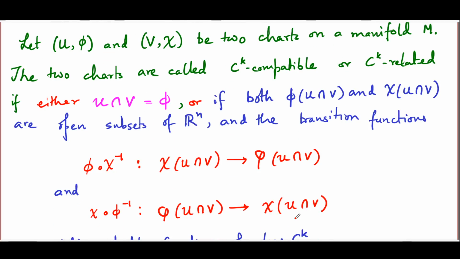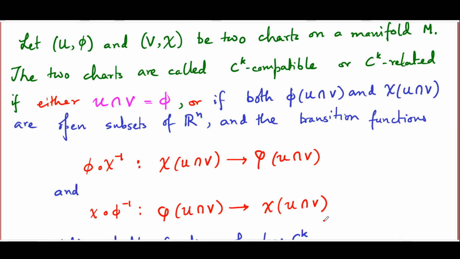The other one, rather obviously, is the one which goes the other way around. It's chi composite phi inverse. You apply phi inverse first on a point which you get when you apply phi on something in u intersection v. So that phi inverse applied there takes you back to u intersection v. Then you apply chi on it to get a point in chi of u intersection v. So these two particular functions are going to take center stage in our definition of compatibility, unless of course u and v are disjoint sets.